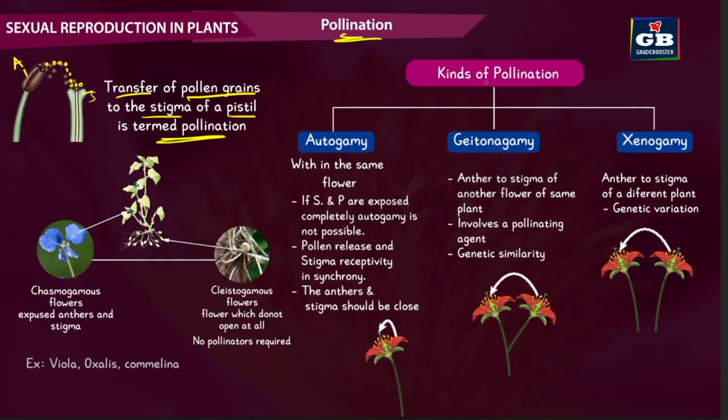So there are different types of pollination. Let's say kinds of pollination. What are the different kinds of pollination? Here 3 kinds are discussed: 1, autogamy, 2, geitonogamy, 3, xenogamy. Let's see what this autogamy is. Autogamy means if the pollination takes place within the same flower, it is called autogamy. Here we can see that inside the same flower, stamens are there, and at the same time the pistil is also present. If the pollen grains of the same flower reach the stigma of the same flower, it is called autogamy.